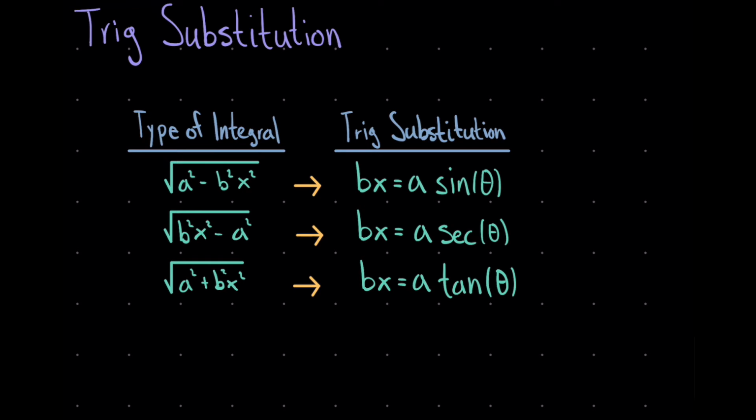So the kind of template we're looking for in the integral that would maybe indicate to us that we want to use a trigonometric substitution is one of these following three forms. The first one is when we have a constant minus some coefficient times an x squared term. In this case, we're going to want to make the substitution bx equals a sine theta. If, for example, we have a coefficient x squared minus a constant, then we want to do a secant substitution, bx equals a secant theta. And if they are both positive, if we have a squared plus b squared x squared for some a and b, then we want to make the substitution bx equals a tan theta.